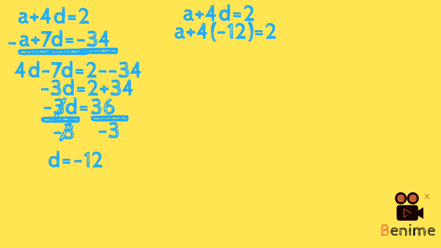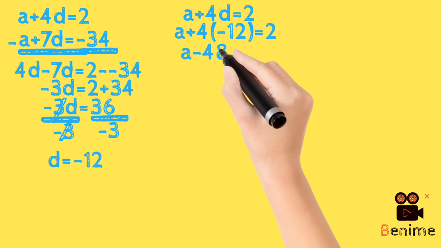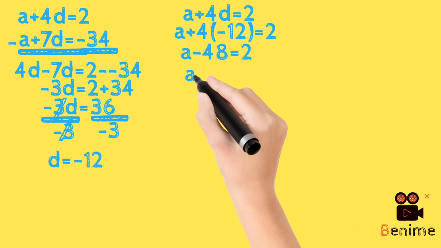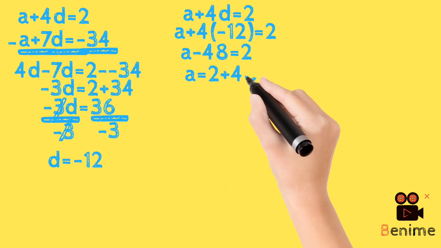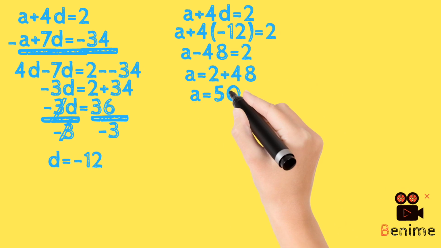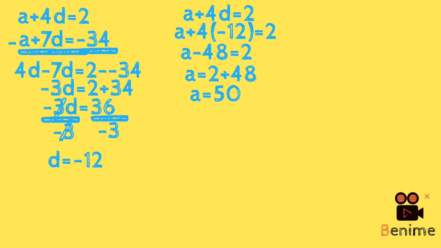Now 4 open bracket minus 12 means 4 times minus 12, which will give me minus 48. That's why I have a minus 48 is equal to 2. Now the minus 48 carried over to the right hand side becomes plus 48. So a is equal to 2 plus 48. So a will be equal to 50. So our first term is 50 and the common difference is minus 12.